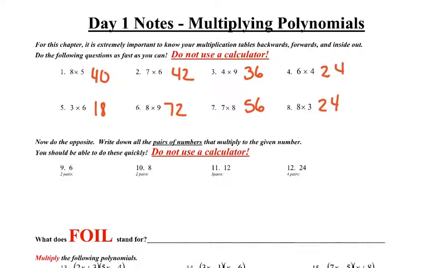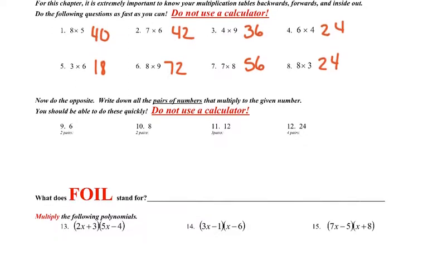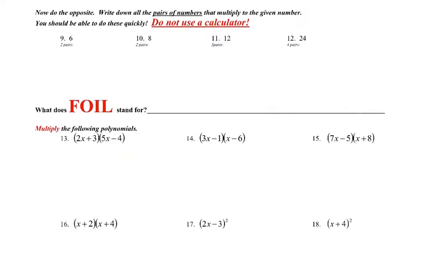Now we do the opposite, where we give you a number and you write down all the pairs of numbers that multiply to that number. This should be done quickly and without a calculator, like what multiplies to 6? Everyone knows 2 times 3 is 6, but also 6 times 1. What are 2 pairs of numbers that multiply to 8? Right, 2 times 4, 1 times 8. Order doesn't matter, so if you said 4 times 2, 8 times 1, that's fine.